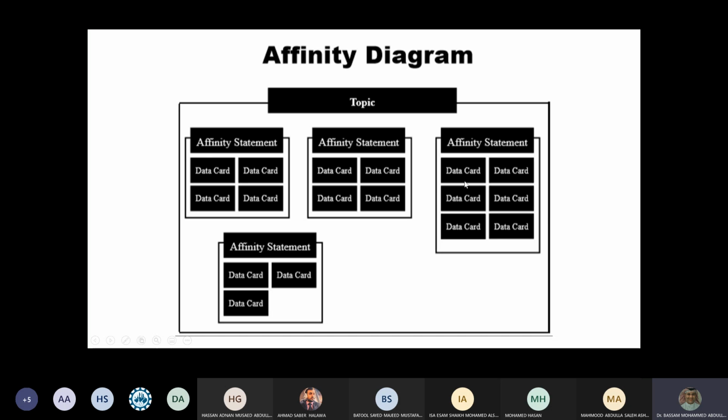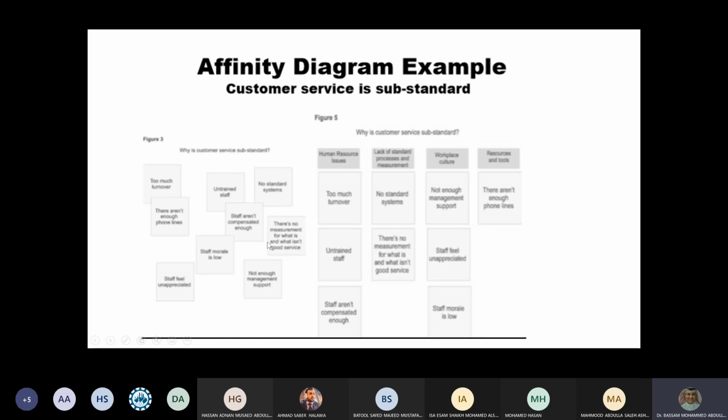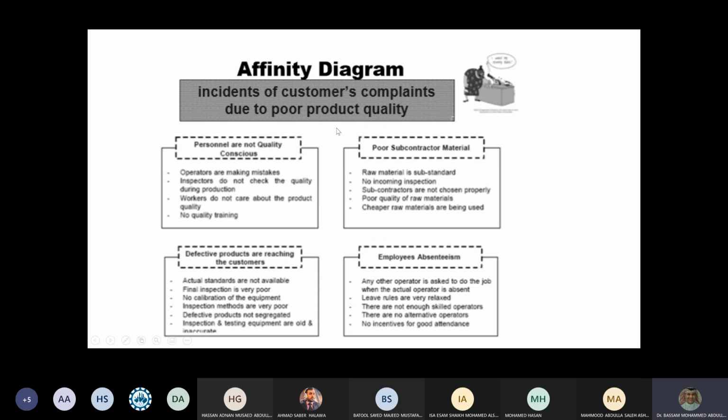Topic, affinity statement, data cards. It was scattered. We put them into groups, and then we put an affinity statement to every group. And then you write the solution as well. This is one example. I think it's not clear. Yes, it's not clear. These are copies. I'm just taking them from the internet.